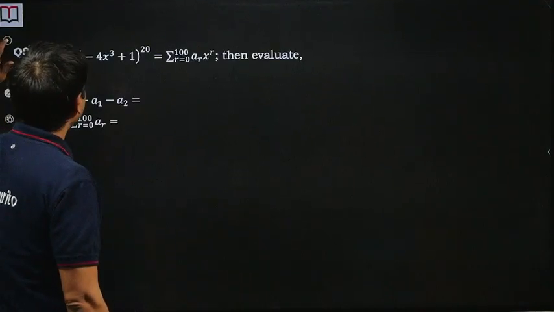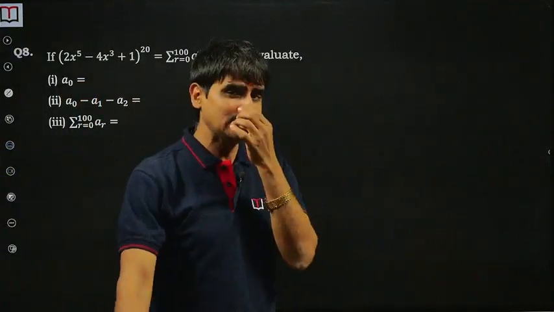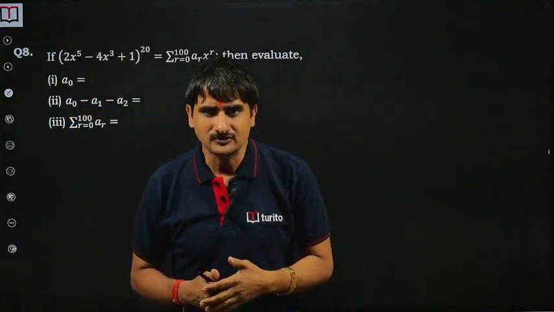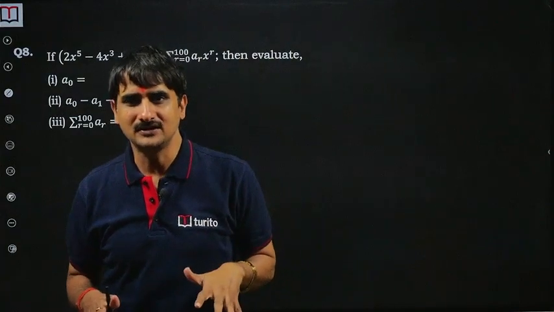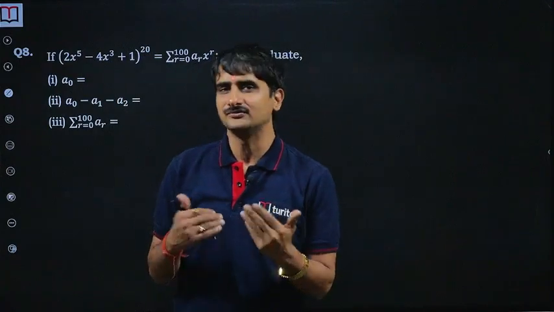Now moving to the next one. That's, I think, the last one, but again a very important one. Now, a few of you may be thinking that it's a multinomial. Is it there in the course or not? No, it's not a multinomial. It's a simple application of an identity statement and how to use it to get these values.